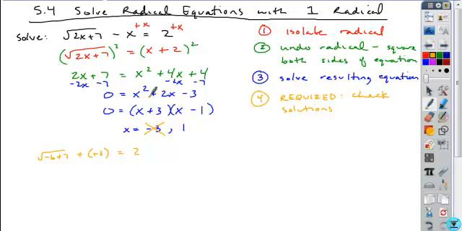Let's test for 1. When we test for 1, we get the square root of 2 times 1, which is 2, plus 7, equal to 2 minus 1. Does that equal 2? Again, these are question marks here. 2 plus 7 is 9. Is the square root of 9 equal to 2 minus 1? Yes. So that one works. The only solution for this problem then would be 1. Make sure that you check your solutions.